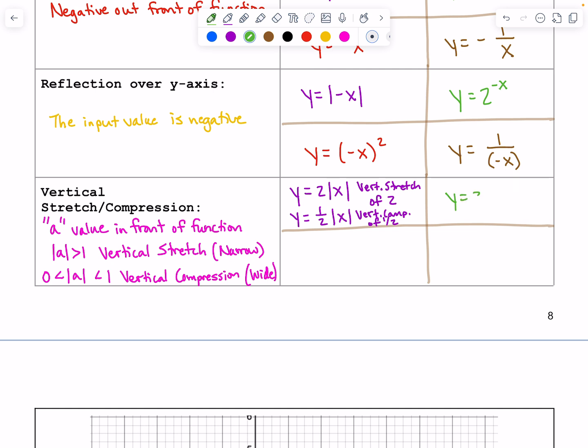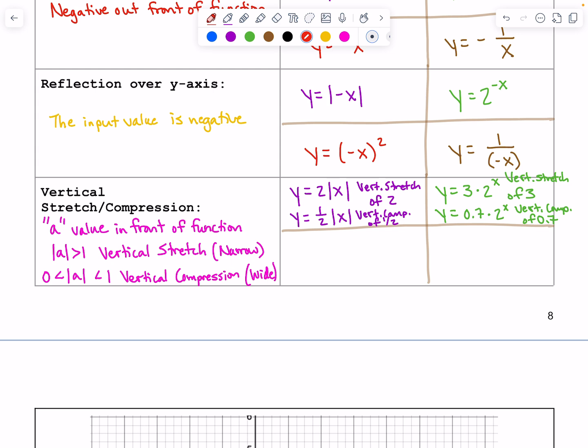So let's say we have a 3 out front of the base. Then that would have a vertical stretch of 3. I'm just going to abbreviate since I don't have much room right there. Let me scoot that up a little. And then y equals, so if we had a decimal or a fraction, like let's say we have 0.7 times 2 to the x. That would be a vertical compression of 0.7 because that is less than 1, but not 0.